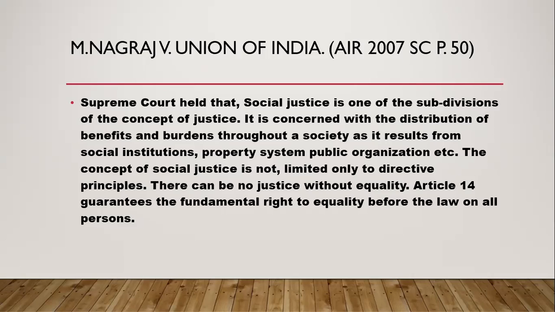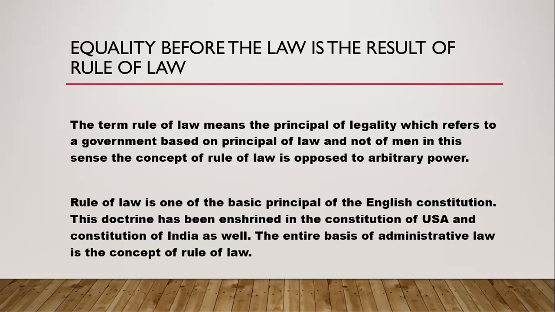the Supreme Court held that social justice is one of the subdivisions of the concept of state. It is concerned with the distribution of benefits and burdens throughout a society as it results from social institutions, property system, etc. The concept of social justice is not limited to directive principles only. There can be no justice without equality. It is Article 14 which guarantees the fundamental right to equality before the law to all persons. So, justice is possible only when all people are treated equally, which is a fundamental right under Article 14 of the Constitution.